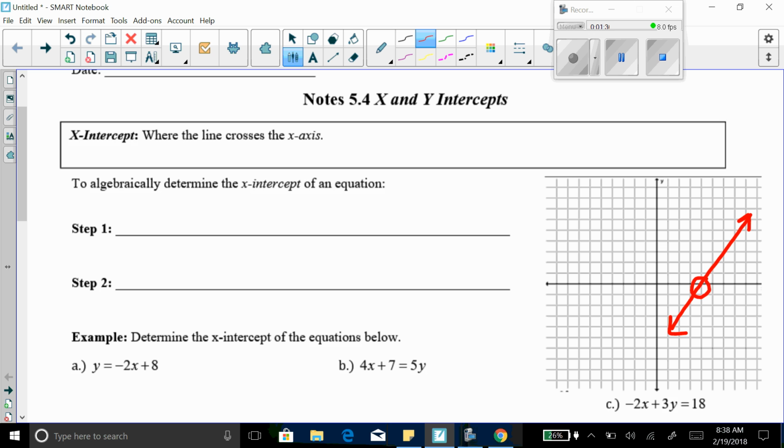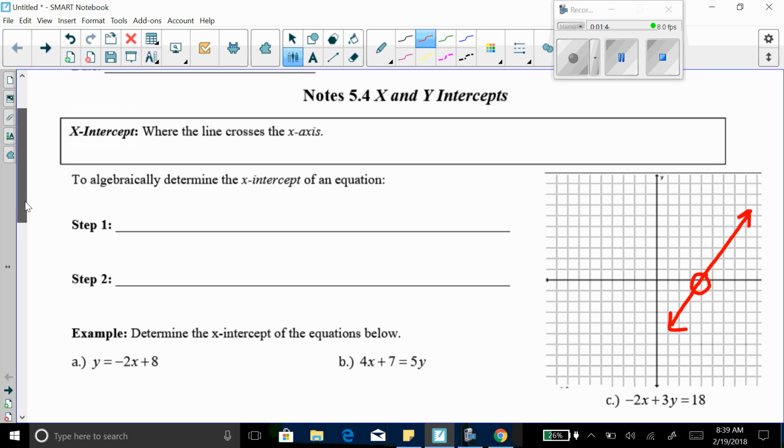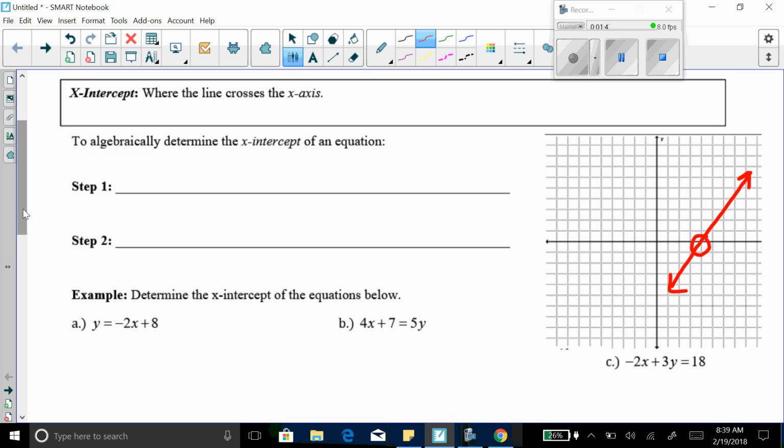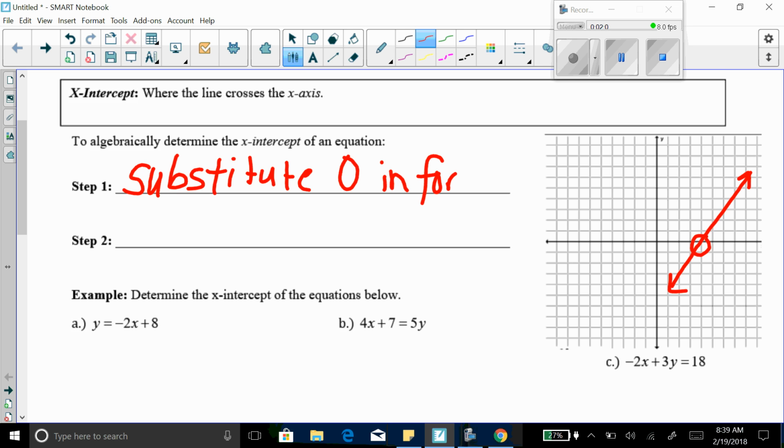So we're going to talk about how to determine intercepts algebraically. And once we learn how to graph lines on our graphing calculator, I'll show you how to find them with the graphing calculator, but we're not graphing yet. So to determine an X-intercept algebraically, you first want to get rid of the Y. So we're going to substitute 0 in for Y, and then you're going to solve for X. So for the X-intercept, get rid of the Y, solve for X.